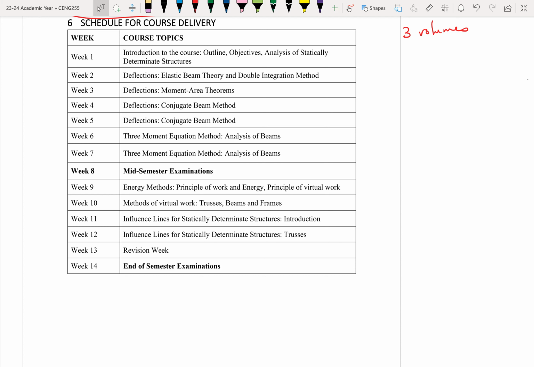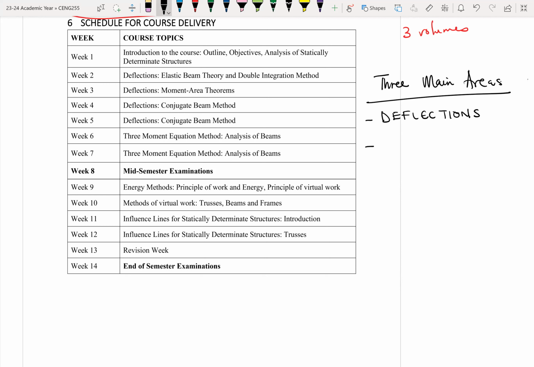Yeah. So these are the courses. We'll be focusing on, I think, three main areas. Three main areas. So we are looking at deflections. That is area one.